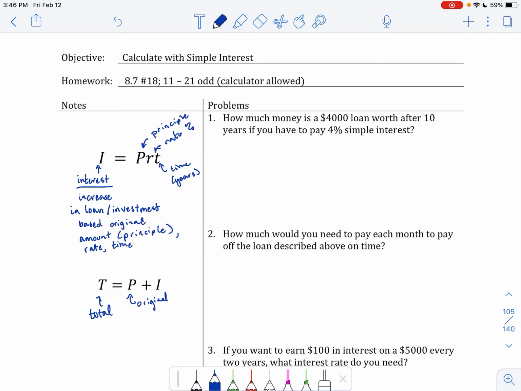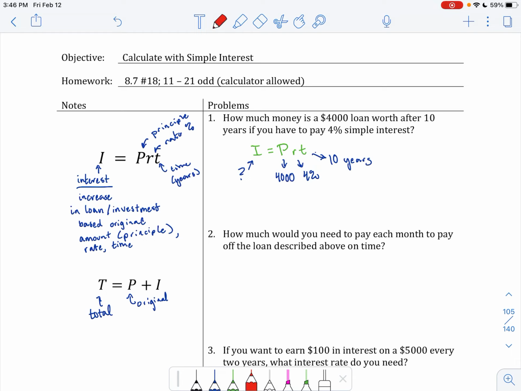How much money is $4,000 worth after 10 years if you have a 4% simple interest? So here, I always recommend that you start with the formula. So in this case, I is equal to PRT. And then it becomes the question of which of these do you know? Well, P is the original amount, so this would be 4,000. R is 4%. T is 10 years. And I is going to be what we don't know. So you'll always not know one variable.